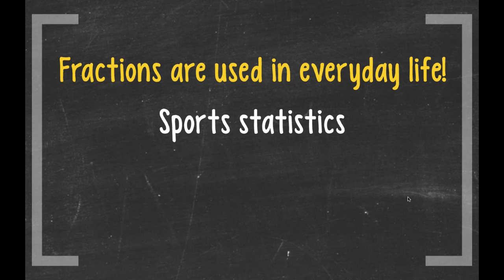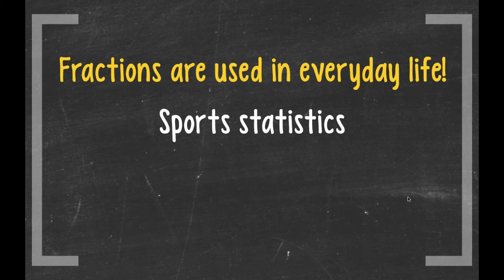Another way you can talk about fractions at home is the use of sports statistics. For example, for baseball, if a hitter goes 3 for 5, that means he hit the ball 3 times out of 5 at bats, which means he has a batting average of .600.